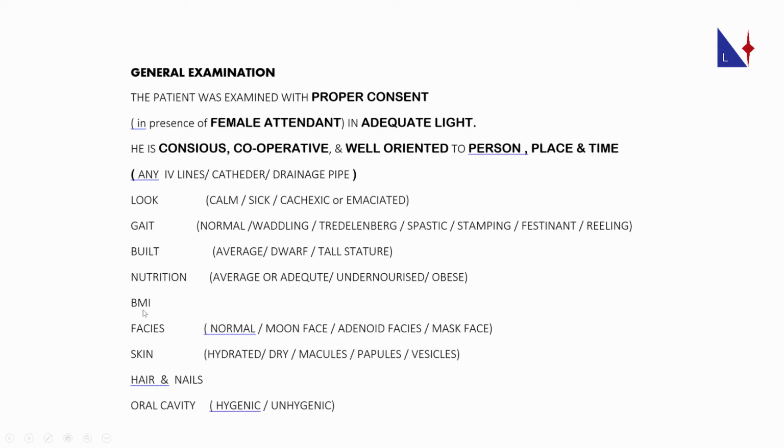Then we have to calculate the BMI, the body mass index. It is weight in kilogram upon height in meter square. Then how their face looks. Does it look normal or do they have a face which is characteristic of a disease, like a mask face in case of Parkinsonism or a moon face in case of Cushing syndrome or something else? Then their skin, is it adequately hydrated or dry, or does it have any macule, papule or vesicles? Then the condition of their hair and nails. We generally say for a normal patient the hair is lustrous and the nails are hygienic or normal. The oral cavity, is it hygienic or unhygienic?